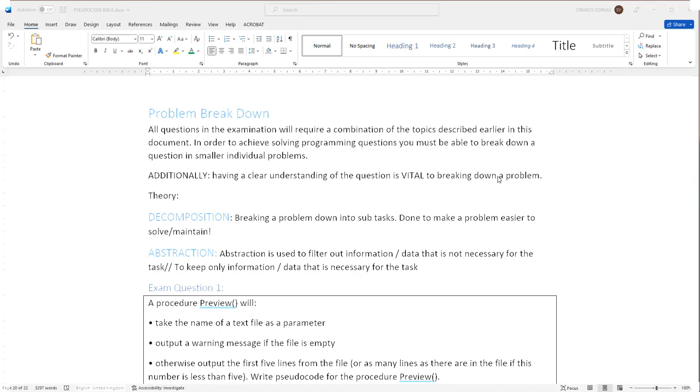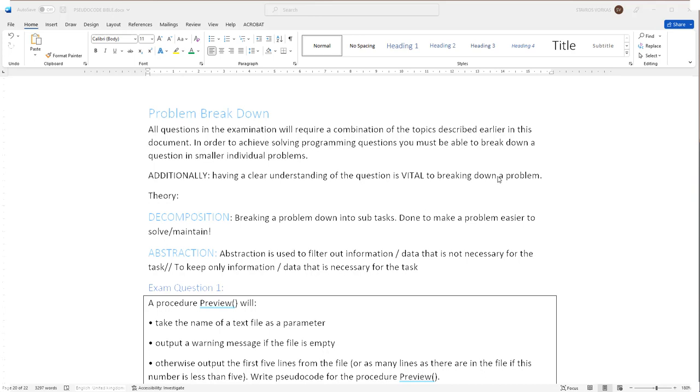If we're talking about decomposition, it's simply described like it would be in biology, for example. Decomposition means breakdown, but in computer science, decomposition is the breakdown of a problem into much smaller tasks. And the reason that we do this is essentially to solve or maintain the program in a much easier manner.